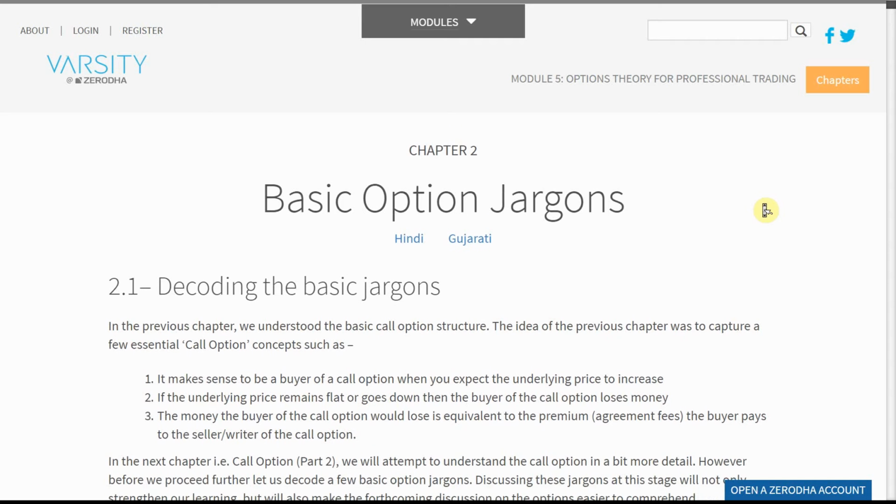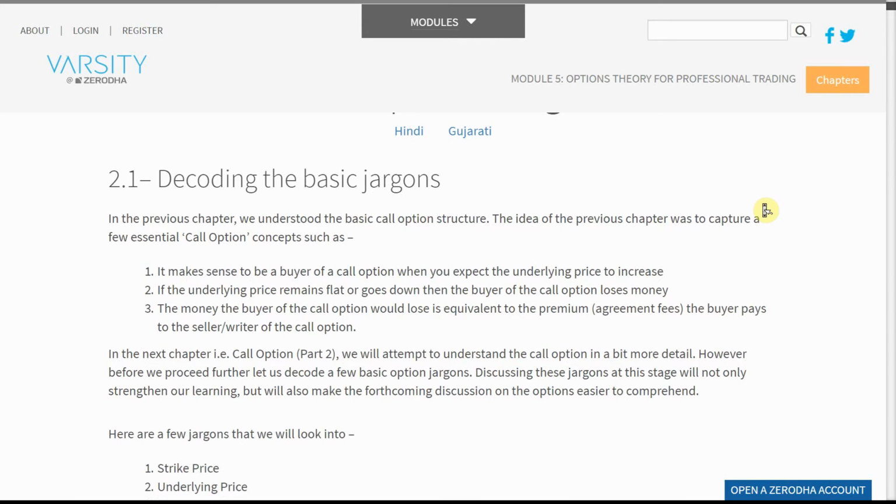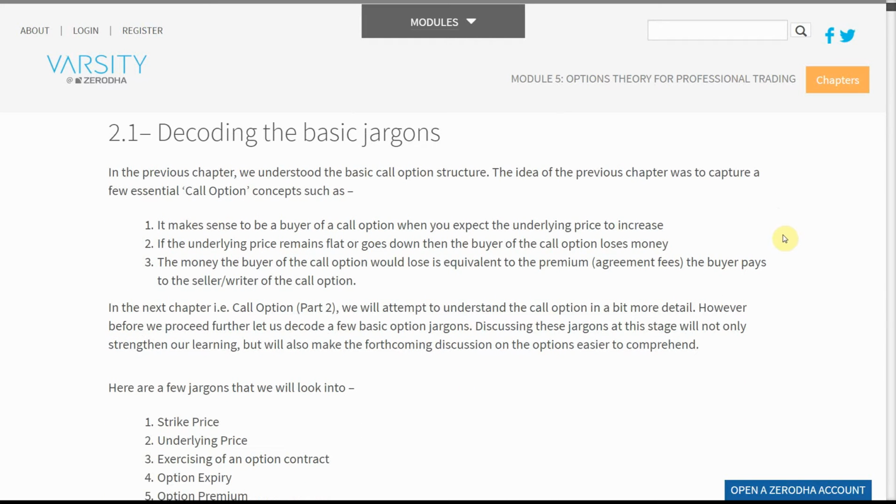Basic Option Jargons. 2.1 Decoding the Basic Jargons.